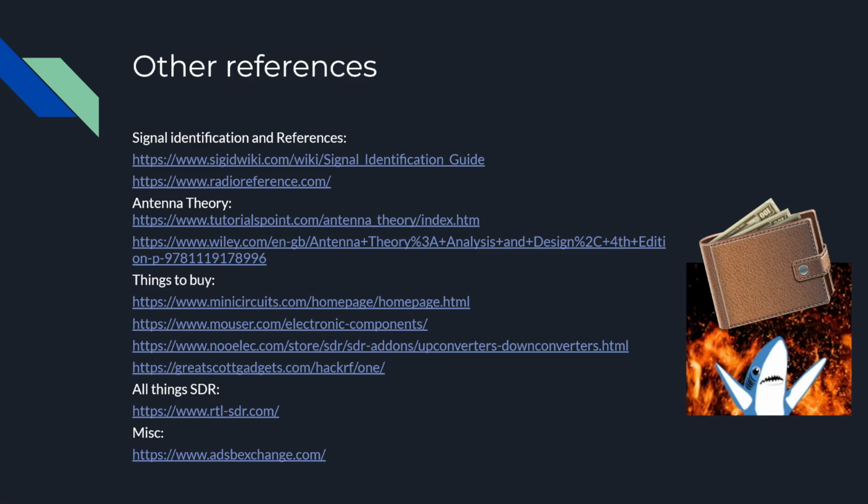Other references for signal identification are really important, because if you're going through and you find something interesting and you don't know what it is, SIGID Wiki can pretty much cover most things. I think they've had some weird rare signals, like, hey, I've never heard this, or there's a number station out there, what is this? And you can go through and search by frequencies and figure out what you're looking at.